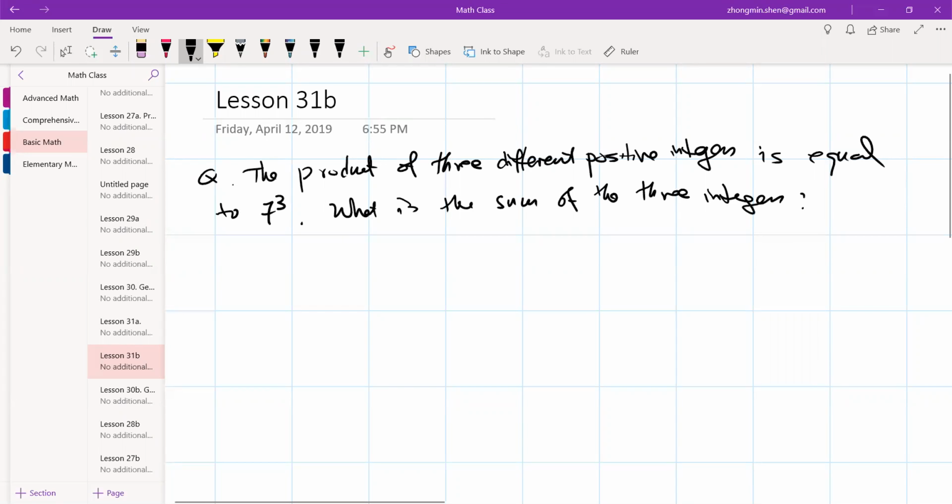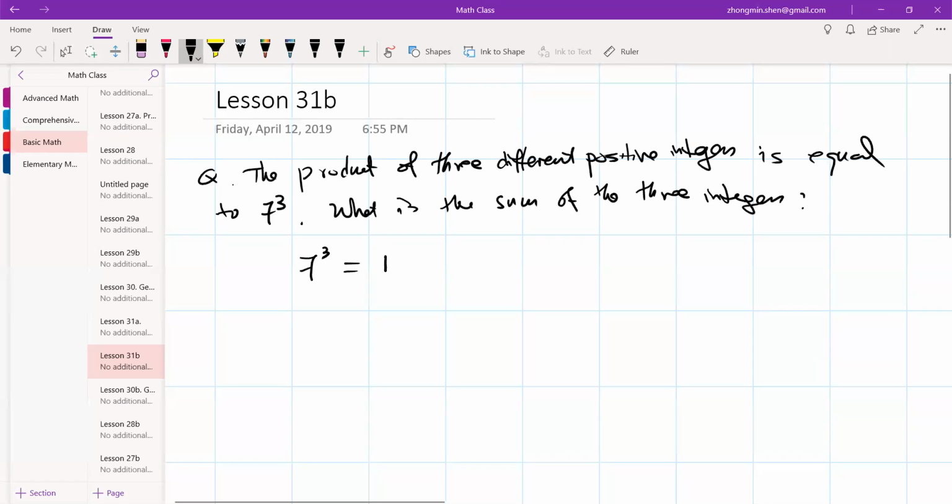So when you see the problem, you just read the question carefully and see why they say three different positive integers. So the product of three positive integers equals 7 cubed. Okay. So you have to find the three factors for 7 cubed. They're all different, right? At the very beginning, you might say, okay, 7 times 7 times 7. If you forgot the condition, three different positive integers, then 3 sevens, the sum is going to be 21, which is wrong.